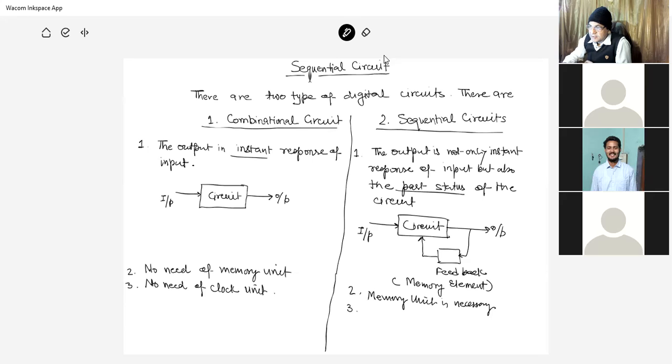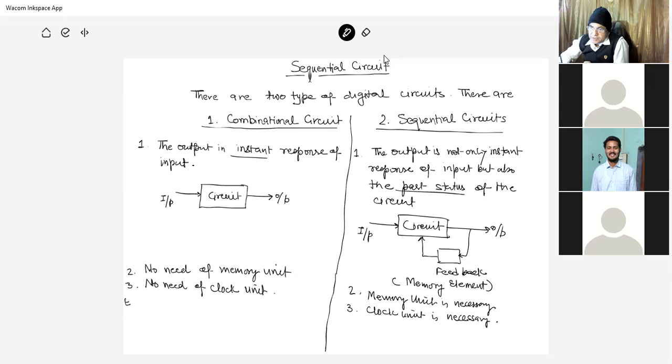Here when there is a memory, the clock unit is necessary. Clock unit is necessary. So these are three points for the combinational circuit as well as the sequential circuit. The examples, we have very simple examples.